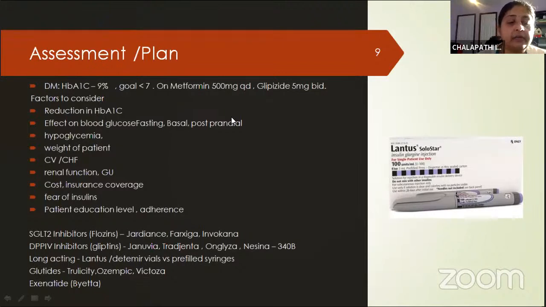Some patients are fearful of insulins. They do not want to take injections, or they are not competent enough. They don't have a good support system at home. They are not educated enough. So all these things are definitely going to affect what kind of drug we are going to choose for this patient. And here I have a picture of Lantus, that is insulin glargine, which is long acting.